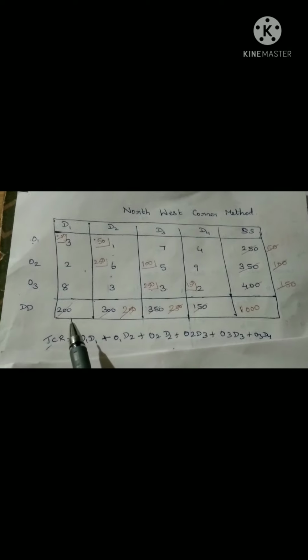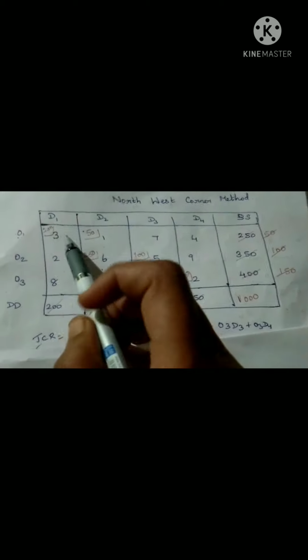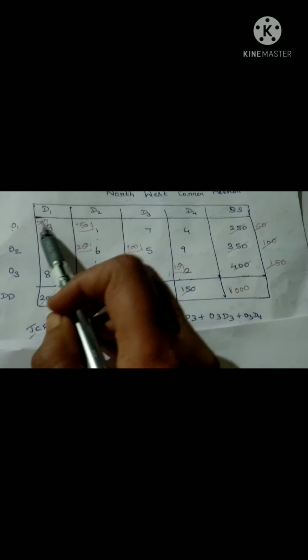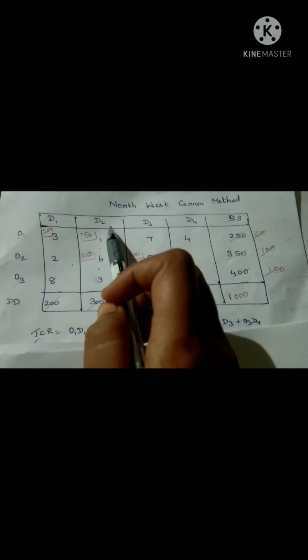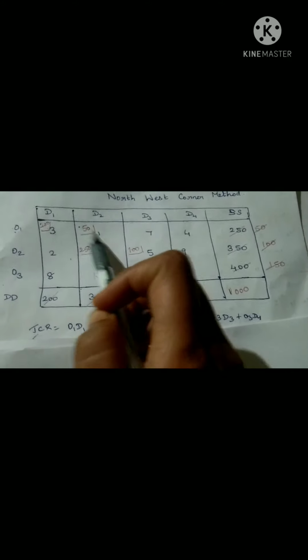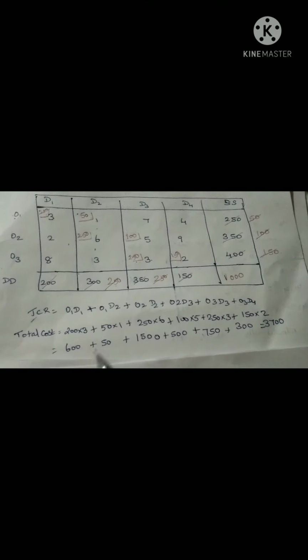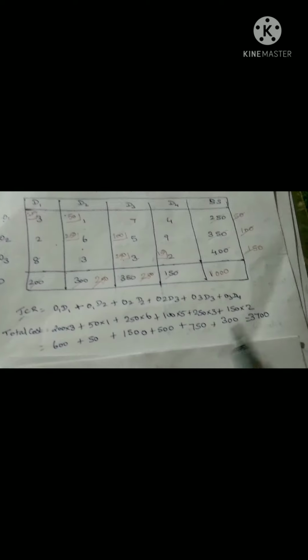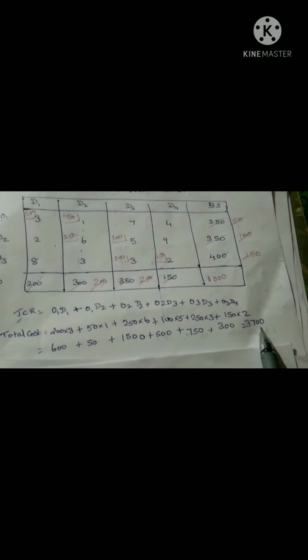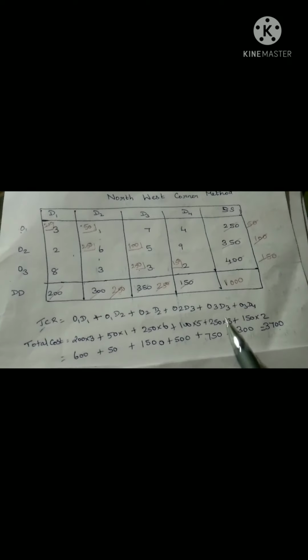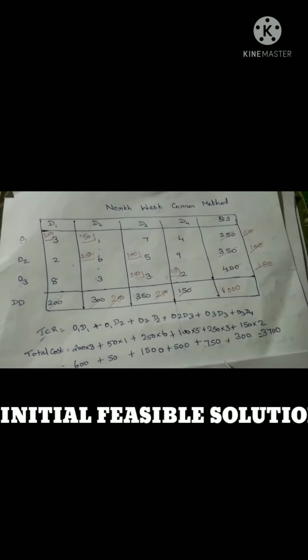After this, we have to find the total cost. To find the total cost, the values and the variables should be multiplied. In the cell O1 D1, we have the values 200 and 3, so that should be multiplied. And then O1 D2, here we have the values 50 and 1, that should be multiplied. Here I wrote it like this: 200 into 3 plus 1 into 50. Likewise, I multiplied and totaled and found the value of 3700. So this is the initial feasible solution of the northwest corner method.